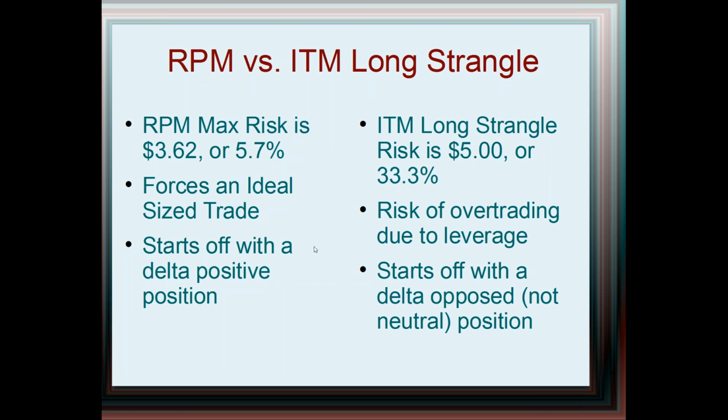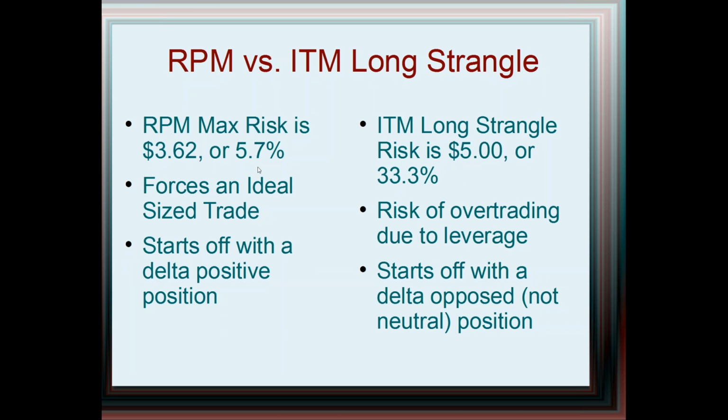All right. So the side-by-side comparison, in-the-money long strangle, Foot Locker RPM is $3.62. The long strangle would have been $5 or 33.3% because of the lure of leverage. I'm forced into an ideal size trade with a married put. I risk over trading with the long strangle.